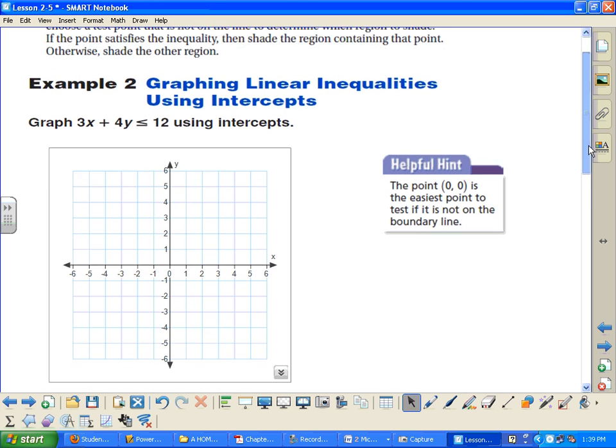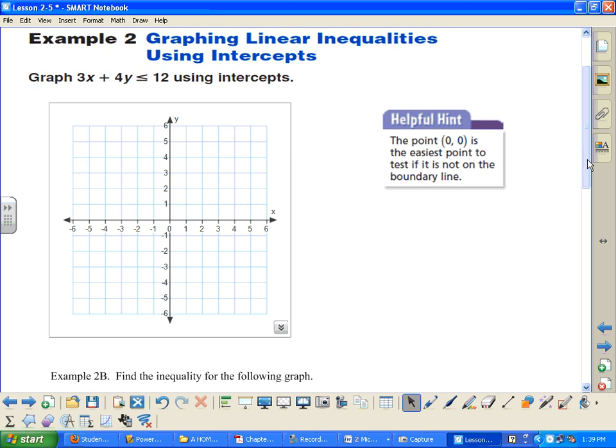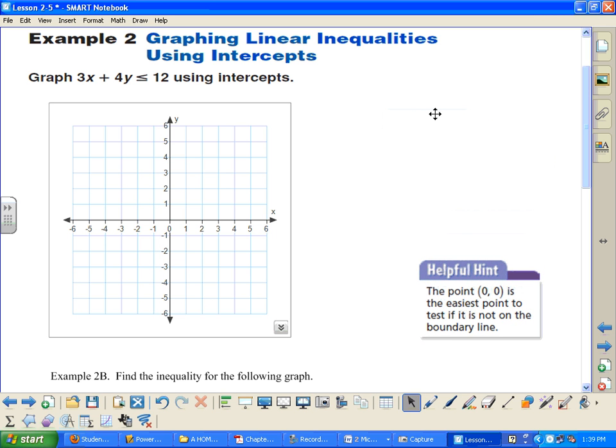So if it's not in slope-intercept form, then you can use intercepts if you want. And then, here's that helpful hint I already gave you. The easiest point to test is 0, 0. Okay, so we're going to find the intercepts here. So we'll let x equal 0 to find the y-intercept.